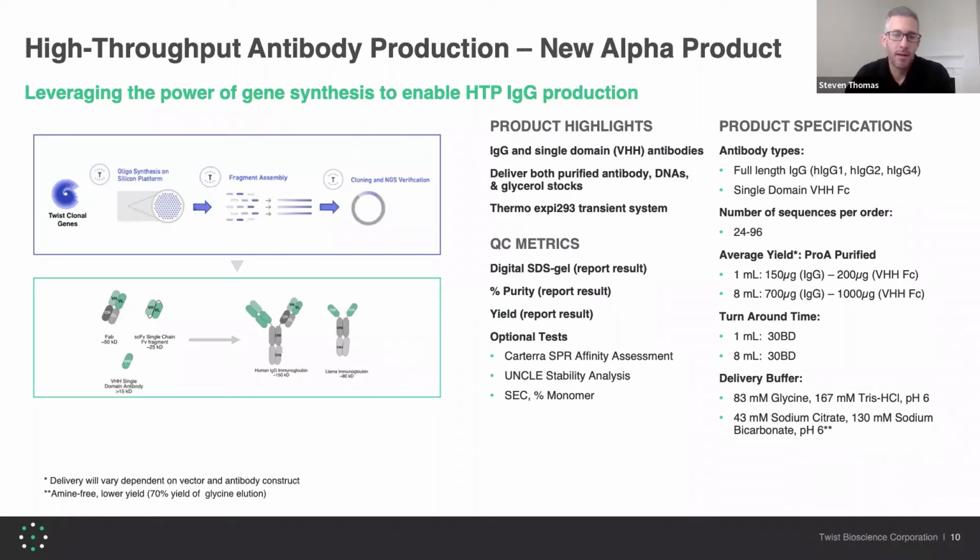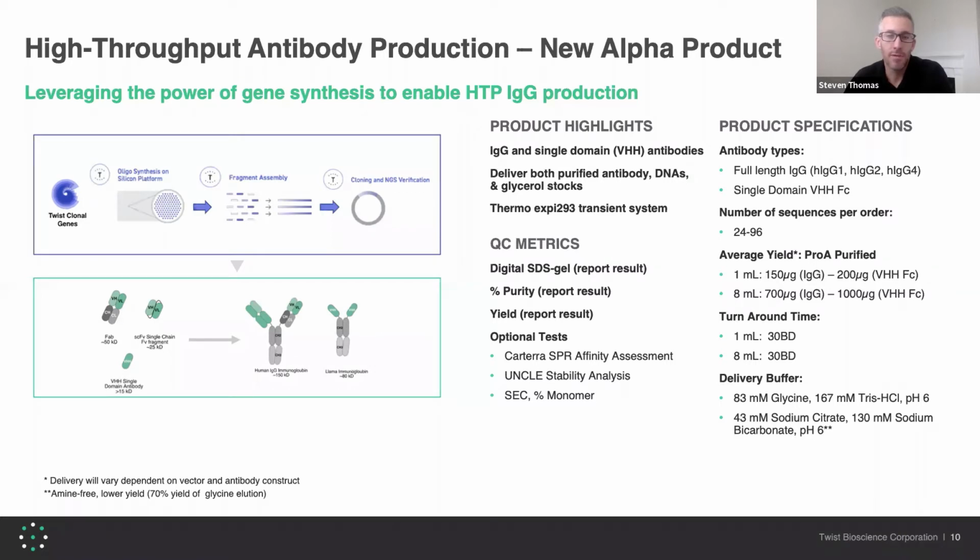So this is done in the Thermo XP293 transient system. As you can see, we do pretty extensive QC of all of these antibodies. There is a 1 or 8 mL transfection scale. So the idea here is basically to receive a low amount of lots of antibodies, which is basically what we use in-house for our discovery campaigns.